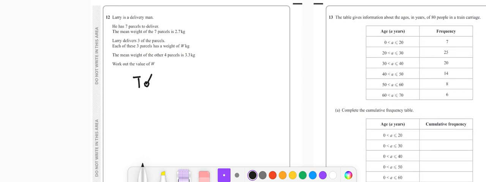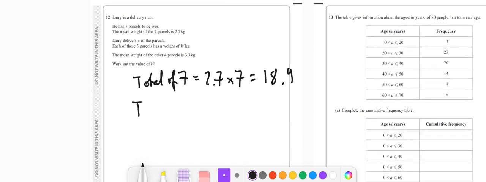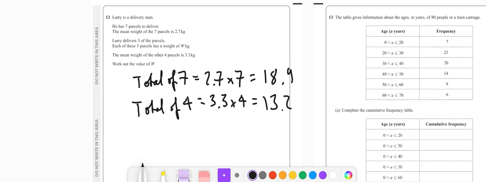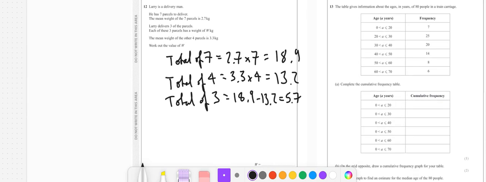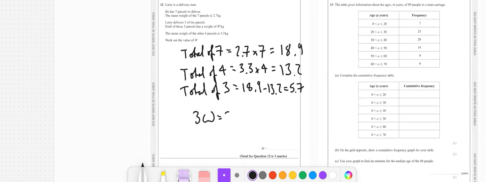So the total of the 7 is the mean weight times 7. Is 18.9. The total of the 4 is 3.3 times 4 by the same basis. It's 13.2. So the total of the 3 is the difference, 18.9 minus 13.2, which is 5.7. And we know that 3 of them give us 5.7, so 3W equals 5.7, so W equals 1.9.